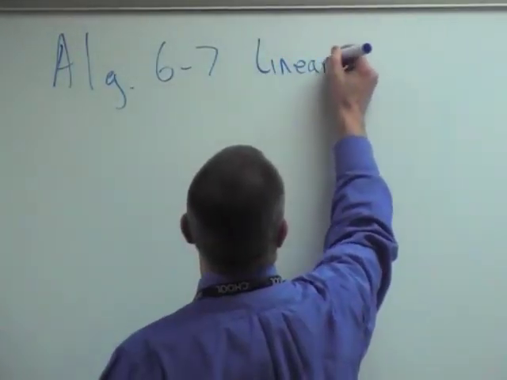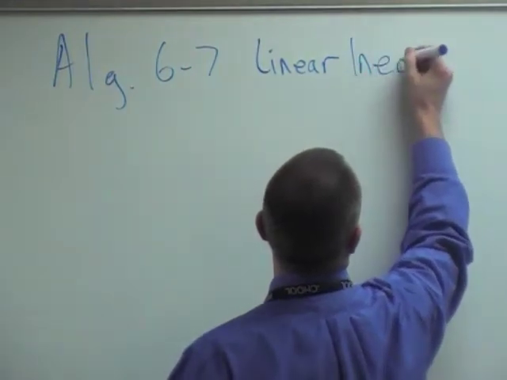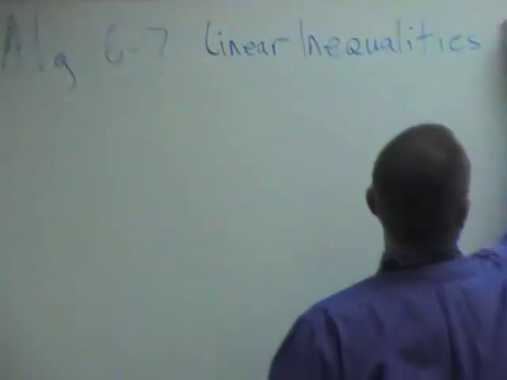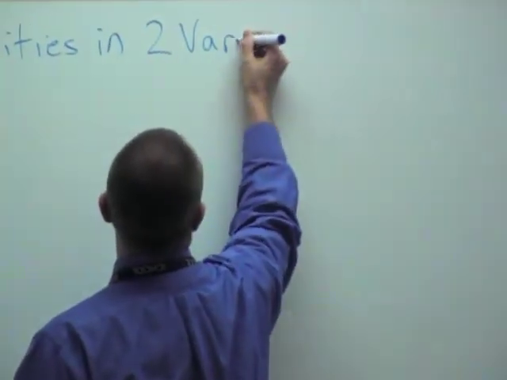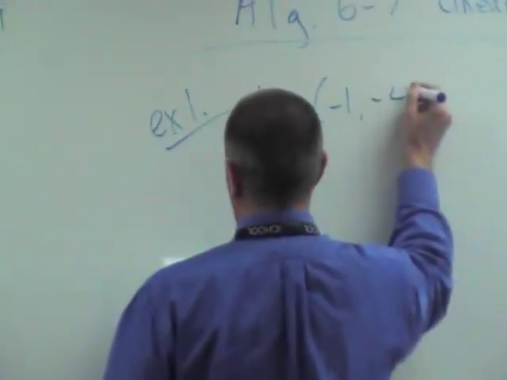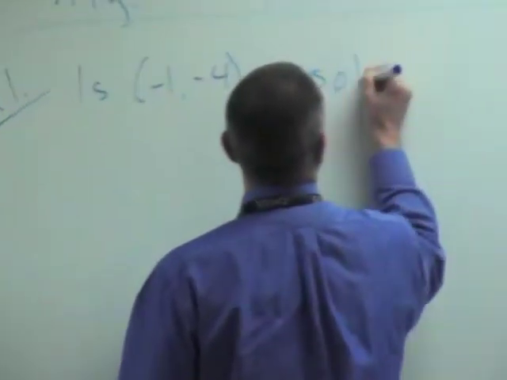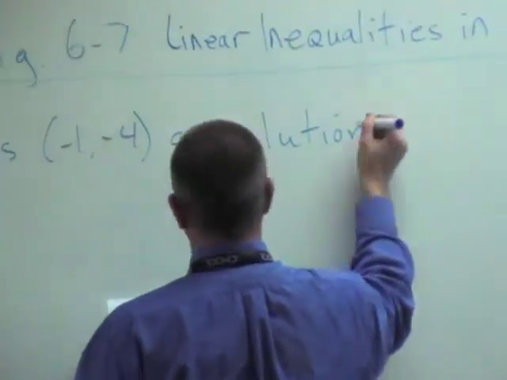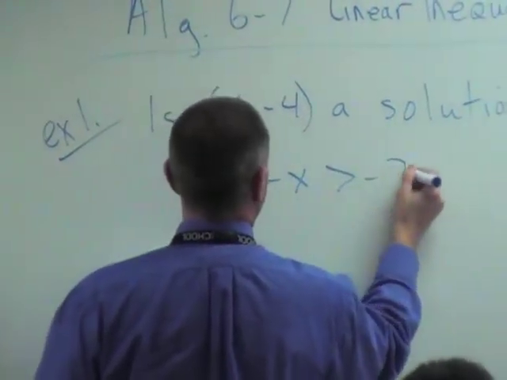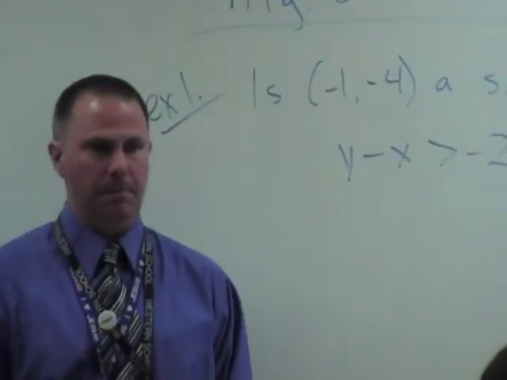Linear inequalities in two variables. Okay. Example 1: is (-1, -4) a solution to y minus x greater than -2? How do I do this problem?